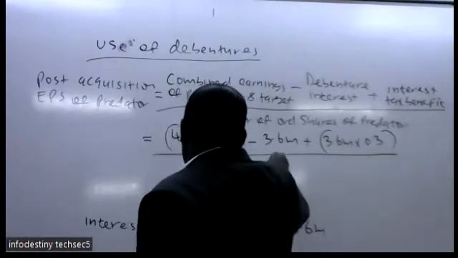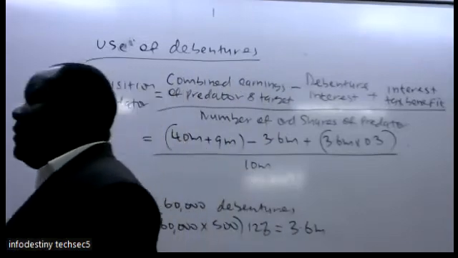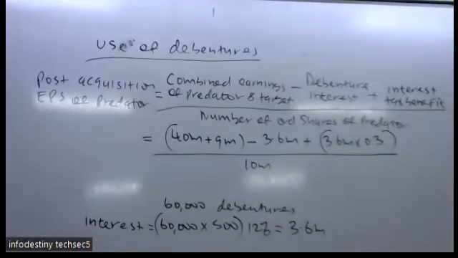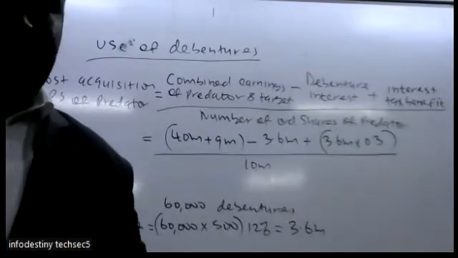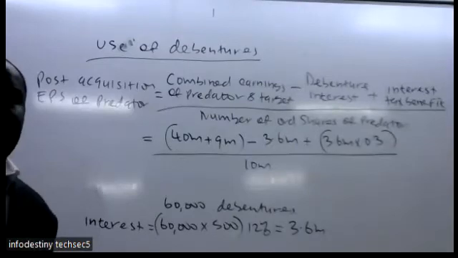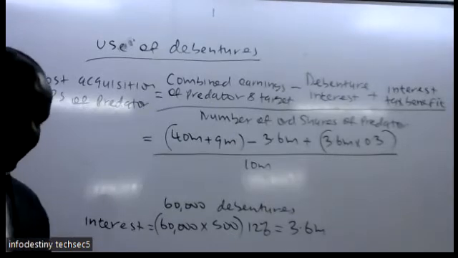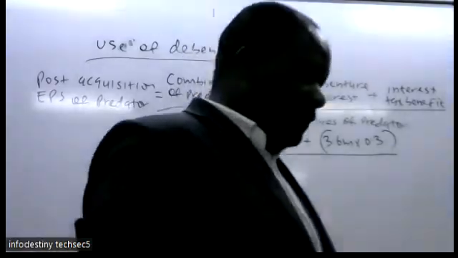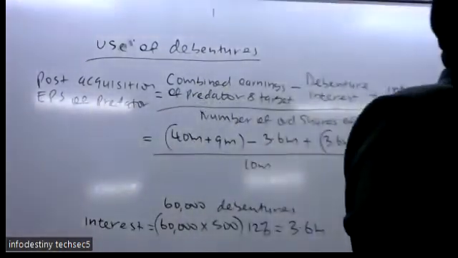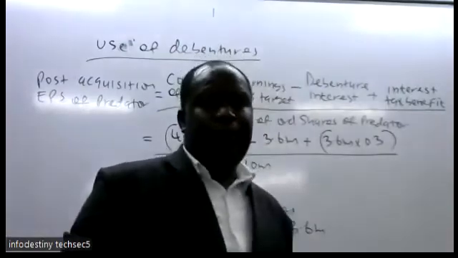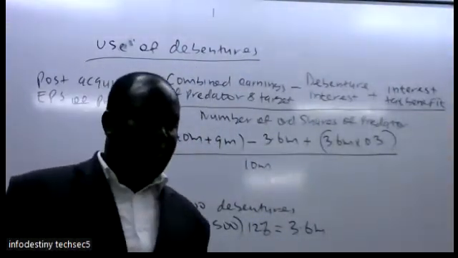So divide by the 10 million ordinary shares so that you come up with what should be the earning per share of the predator when we use the debentures. That is $4.65. So that is now in relation to that question.